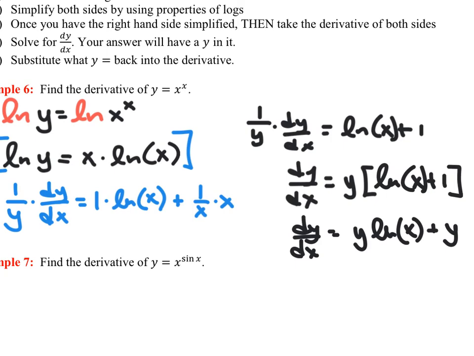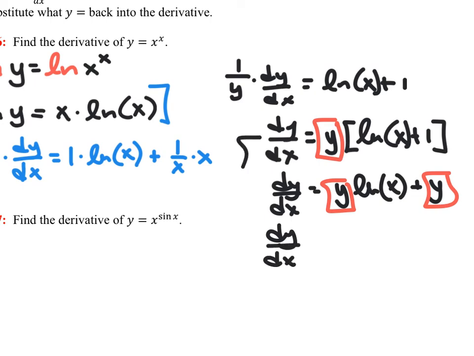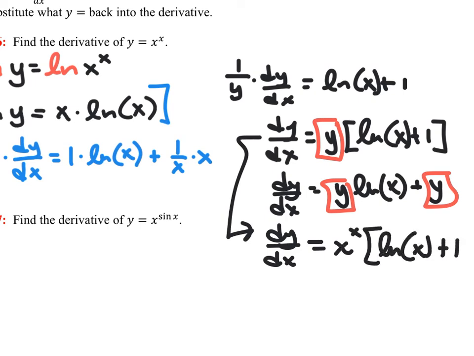But the last thing you would want to do is resubstitute in for y, of course. Y is not going to be left in that form because we want the derivative with respect to x. So I'll use this first form and say that x to the power of x times the natural log of x plus 1. That would be the derivative with respect to x.